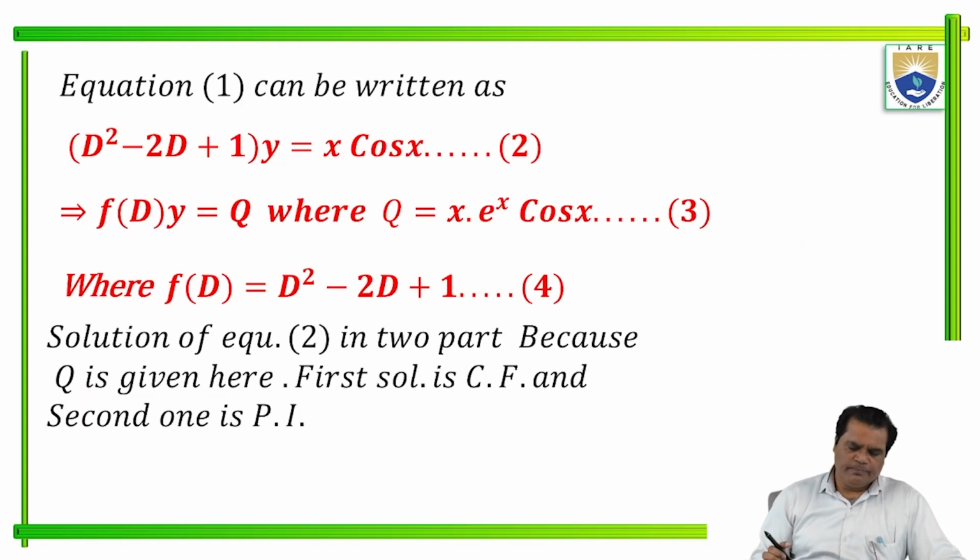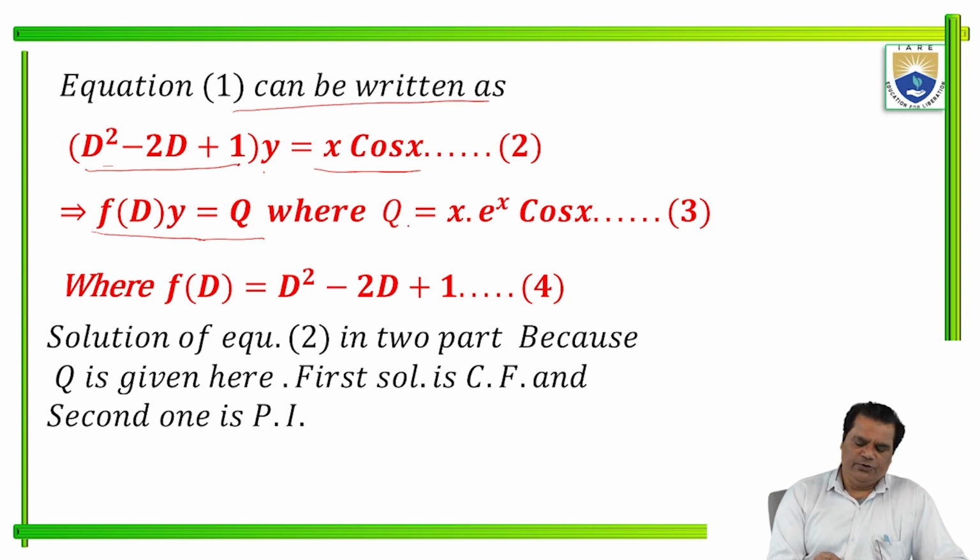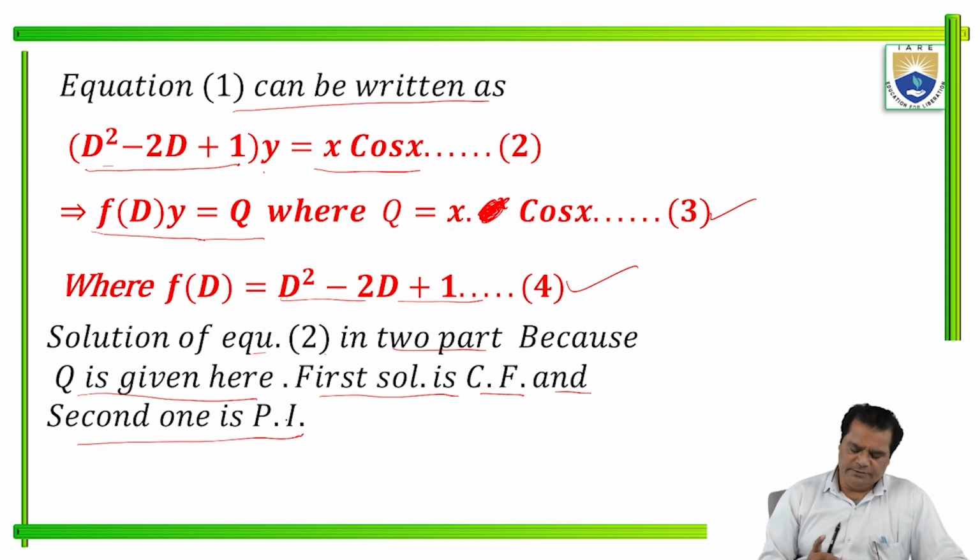So now equation 1 can be written as (D square minus 2D plus 1) y equal to x cos x. This is Q. This is equation 2. Now this equation can be written as f(D) y equal to Q, where Q equal to x into cos x only. This is equation 3. Where f(D) equals D square minus 2D plus 1. This is equation 4. The solution of equation 2 is in two parts because Q is given here. The first solution is the complementary function and the second solution is the PI, particular integral.